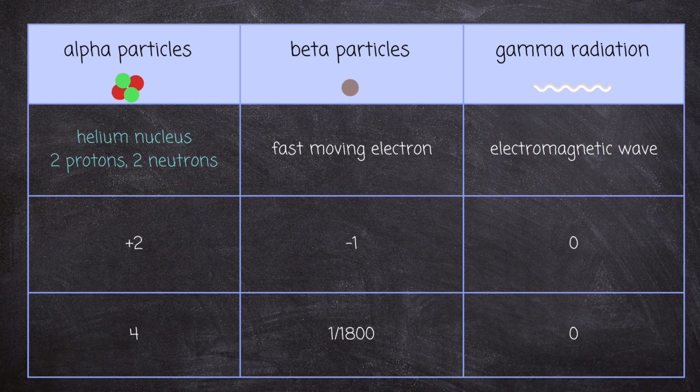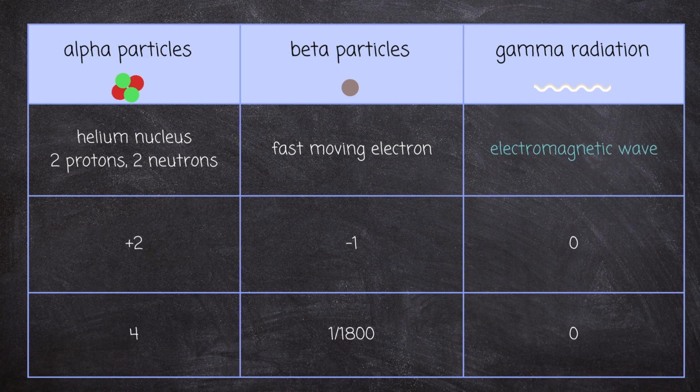An alpha particle is a helium nucleus consisting of 2 protons and 2 neutrons. Since protons are positively charged and neutrons are neutral, the overall charge of the alpha particle is +2. Since it consists of 4 nucleons, it has an atomic mass of 4. A beta particle is a fast-moving electron, therefore it has a charge of -1. Electrons have a much lower mass than protons and neutrons, which is negligible.